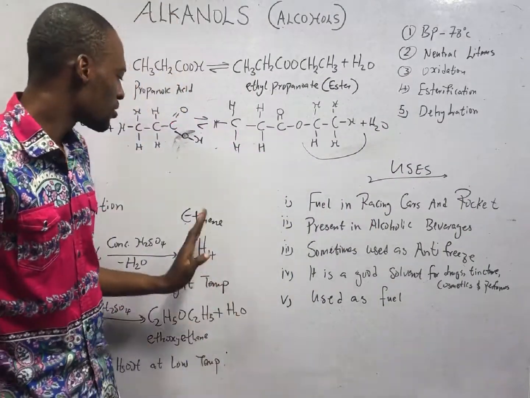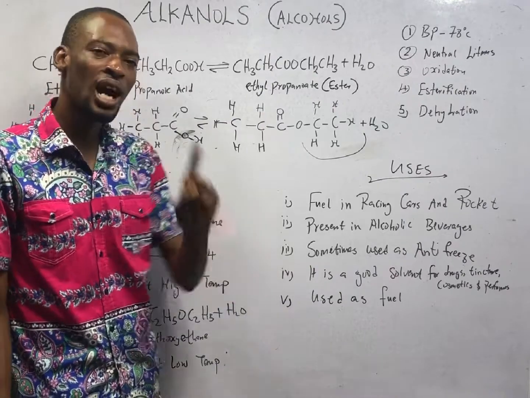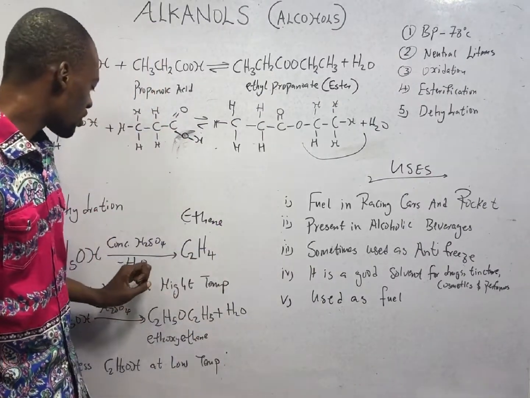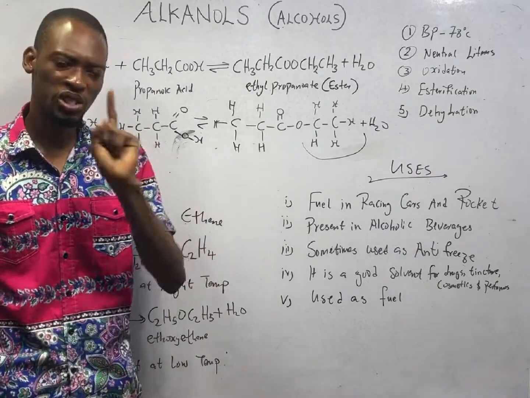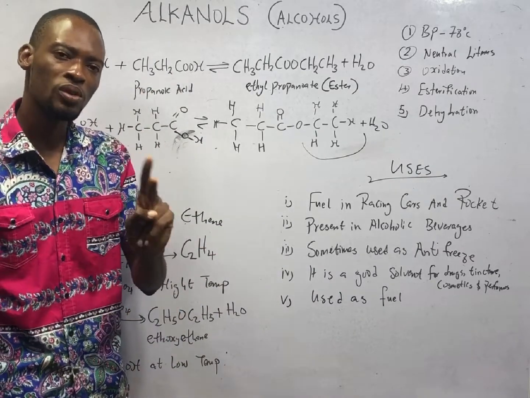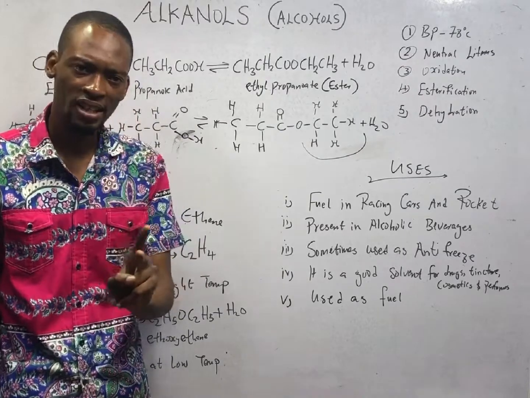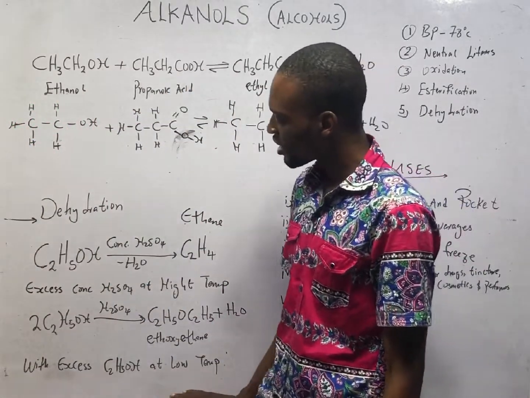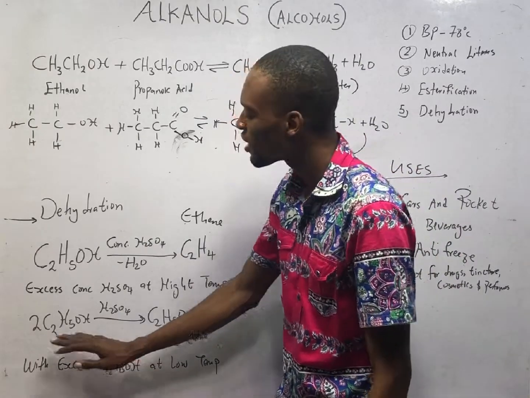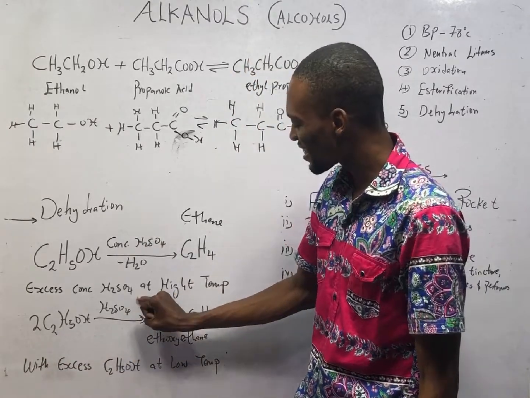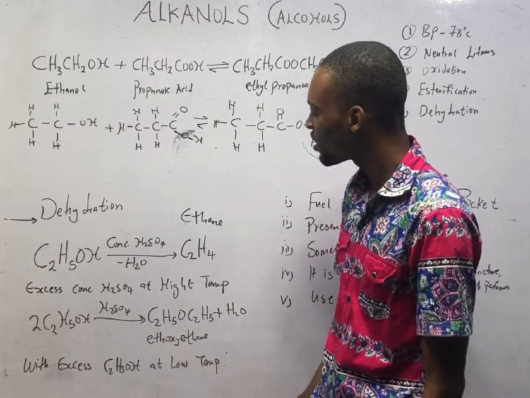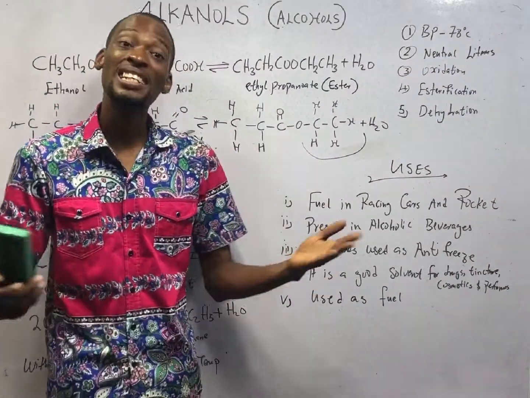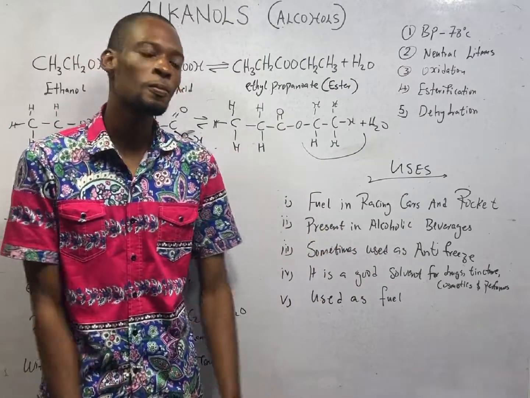So, ethanol can be dehydrated to ethene under two conditions. One, the H2SO4 must be concentrated. Two, the temperature must be very high. Otherwise, when you have low temperature and excess alkanol or excess ethanol instead of excess acid, you form ethoxyethane. So what are the uses of alkanols or ethanol as a representative?